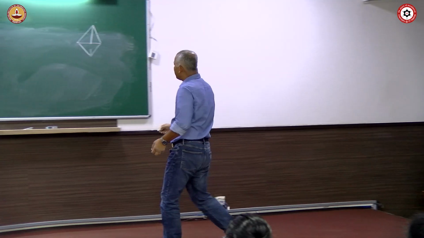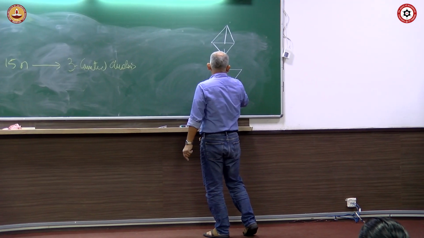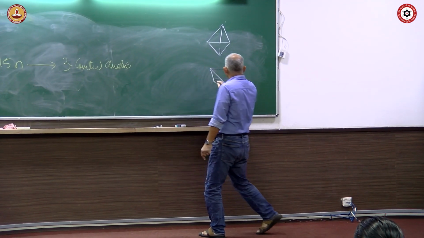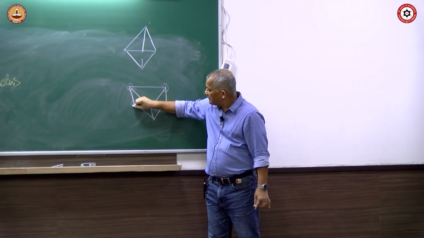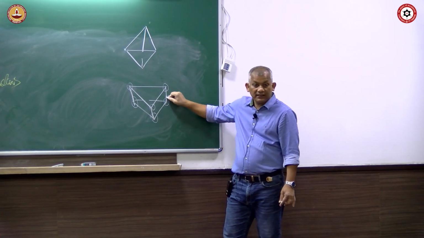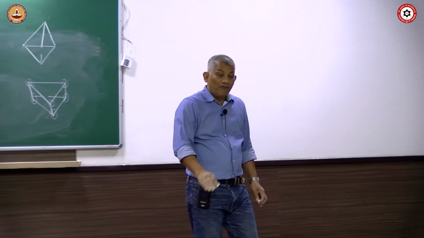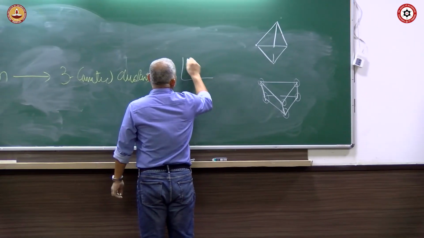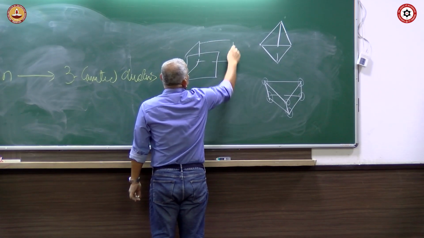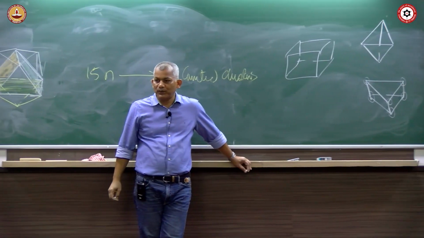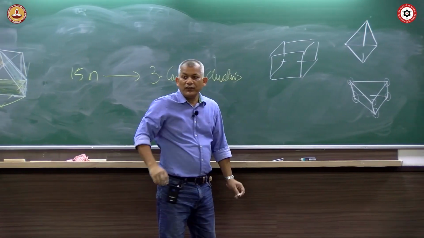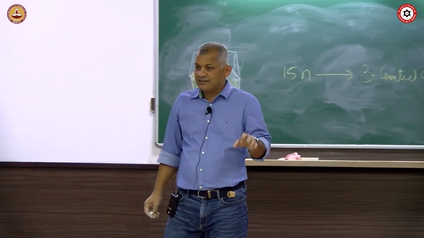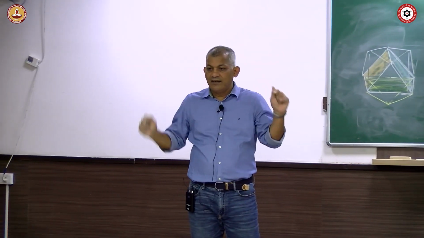Another example I had given you just now: trigonal prism. 3, 3, 3, 3, 3, 3. Any other examples? Very well known. That is a cube. Check it: 3, 3, 3, 3, 3, 3, 3, 3. So if you have this kind of cluster, you can use 15n blindly.